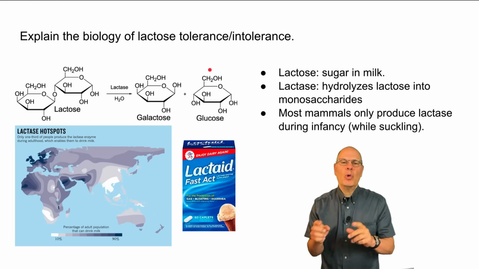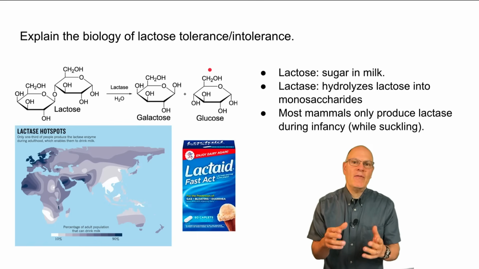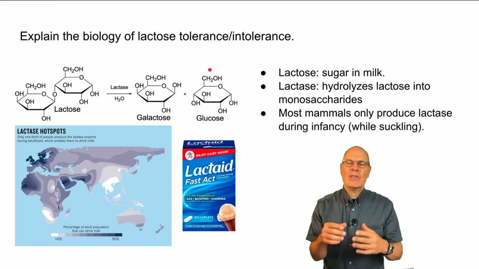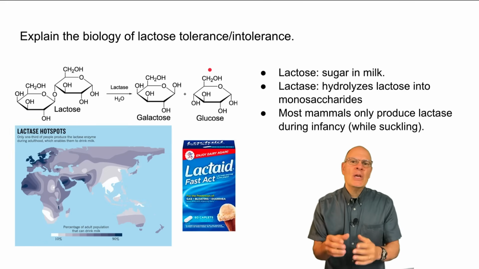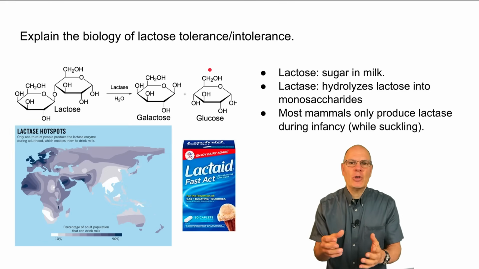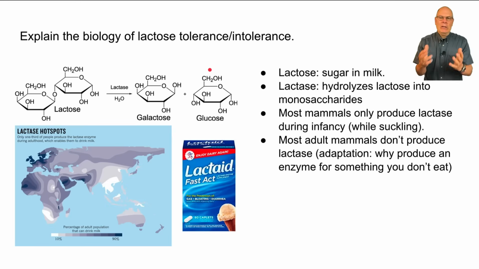Most mammals only produce lactase during infancy while they're suckling, because that's the only time that most mammals ever drink milk. So that makes sense from an evolutionary point of view, because when you're an adult, you don't produce lactase. Why should you produce an enzyme for something that you don't eat?